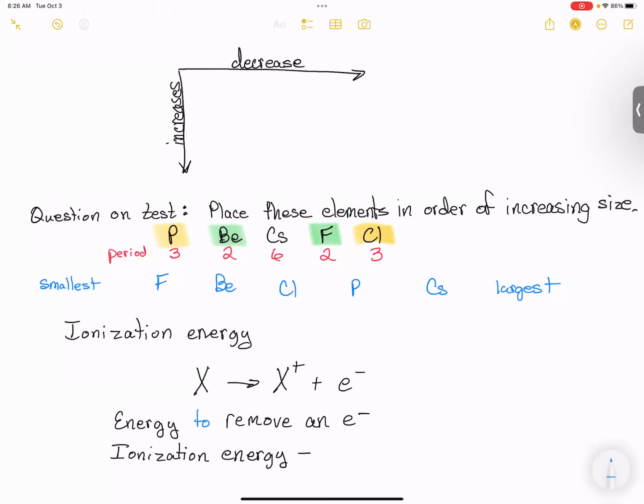So again, I used my rule of shielding first. The more shells that are in the atom, the bigger it's going to be. So I divided everything by shell. Then, if I have 2 or 3 elements in the same shell, the same period, I use my knowledge of Z effective and how it increases across a period to understand that it's going to be smaller on the far right. Questions?